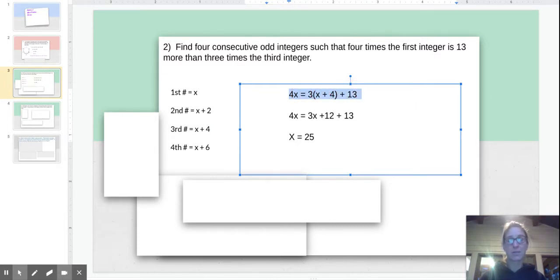If that didn't make sense, if I went too fast, pause it, go back, watch again. Go through it as slowly as you need to. That's the benefit of a video.